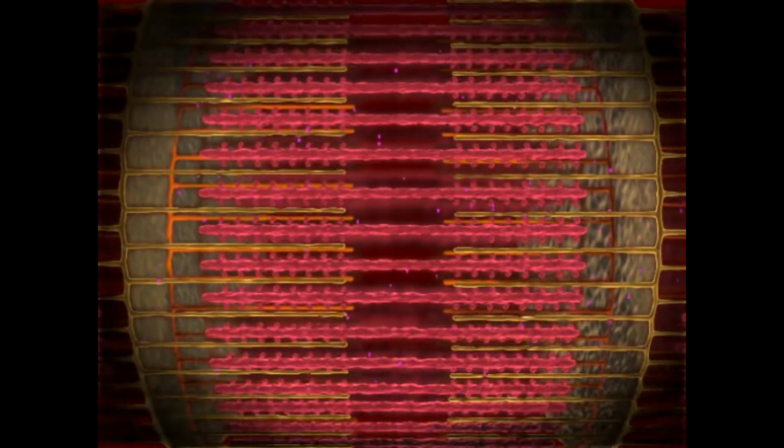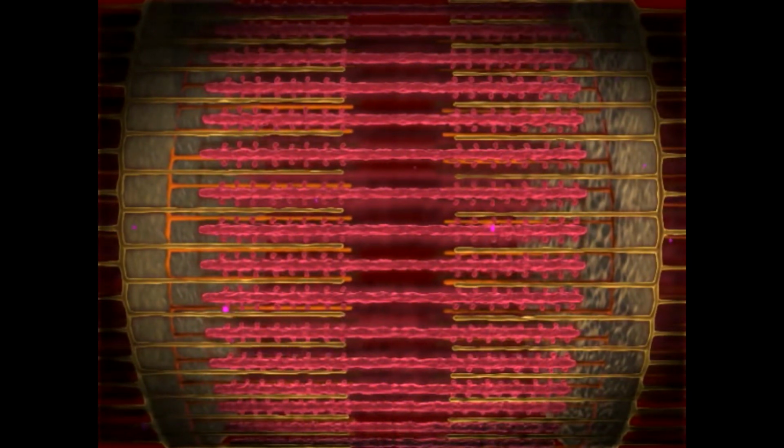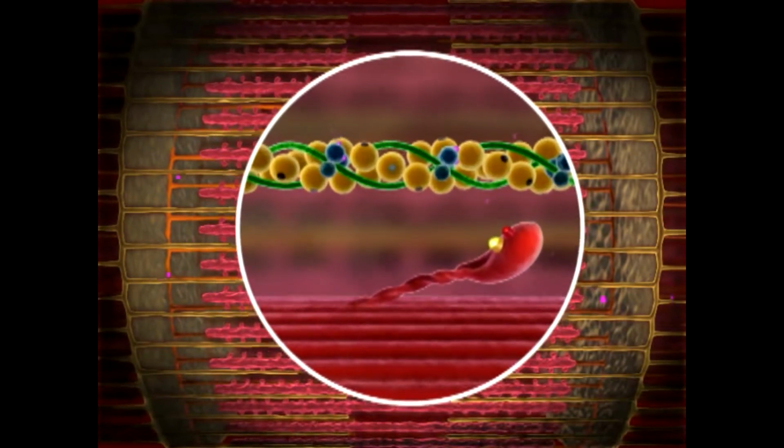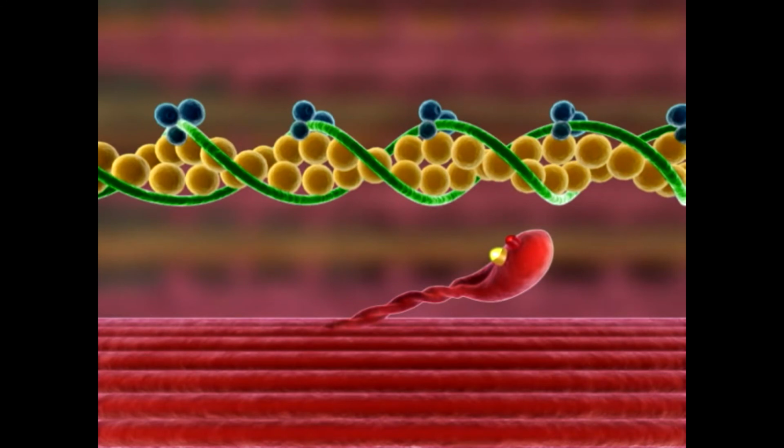And as the cycle repeats, the thin myofilaments are pulled toward each other and the sarcomere shortens. This shortening causes the whole muscle to contract. Cross-bridge cycling ends when calcium ions are actively transported back into the sarcoplasmic reticulum. Troponin returns to its original shape, allowing tropomyosin to glide over and cover the myosin-binding site on actin.